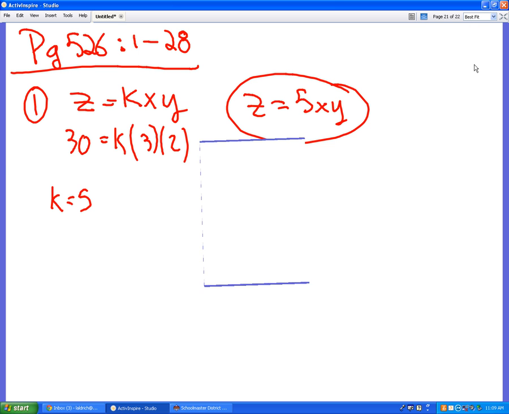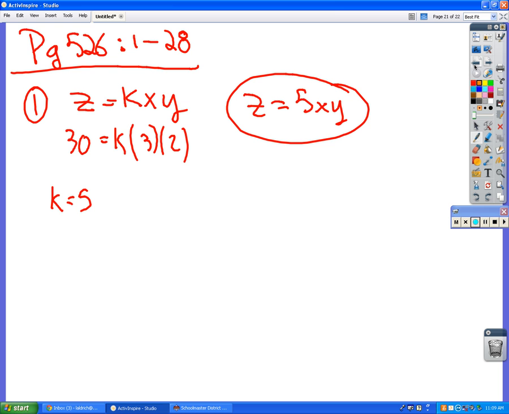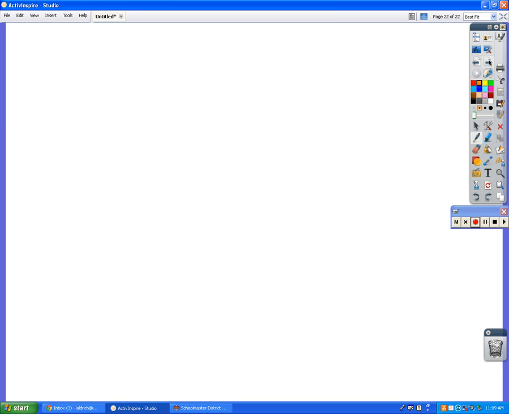It says for number 2, z varies directly with x and inversely with y. So z equals kx. And then where does the y go? Underneath, because inversely means the y is on the bottom. So z varies directly with x, so that means z equals kx. Inversely with y, so z equals k over y. So that's what you get.